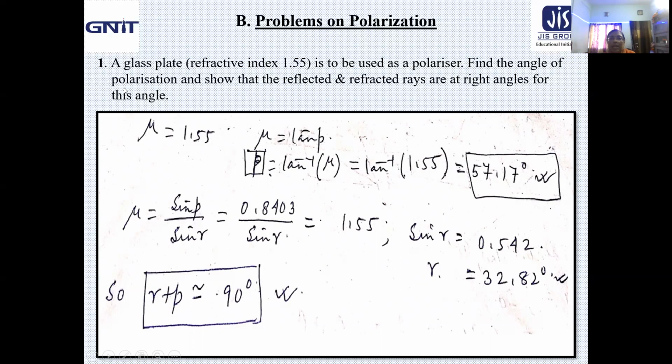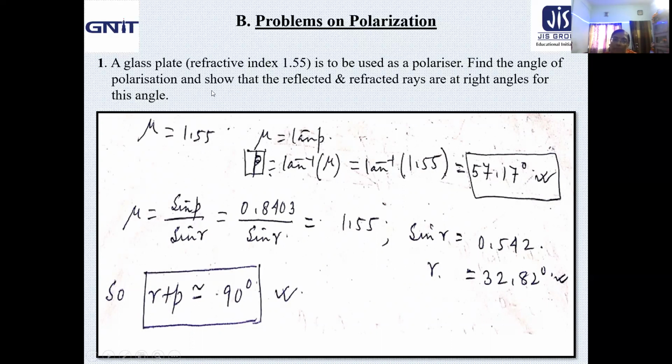First we have to find out the angle of polarization. The formula we know from Brewster's law, that mu equal to tan P. So P equal to tan inverse of mu. So tan inverse of 1.55 is equal to 57.17 degree. If you do the calculation, you will find it. Okay. So first part done.